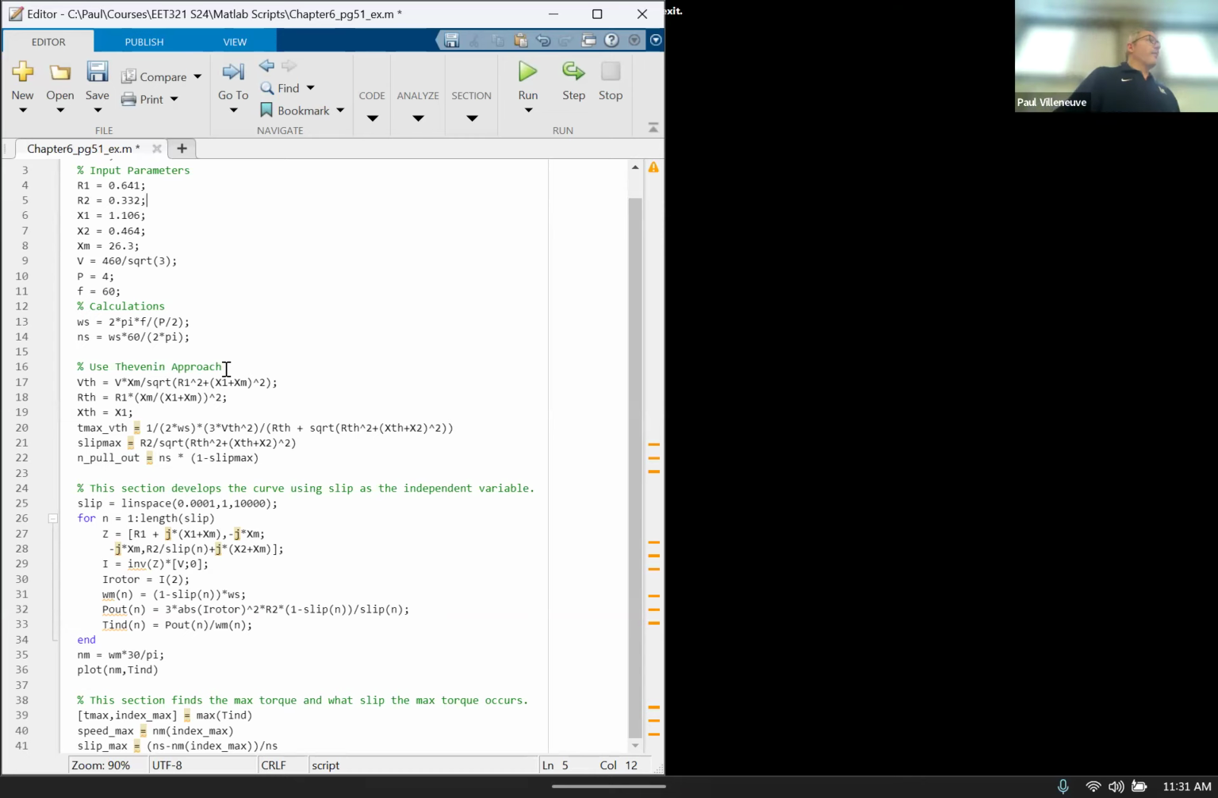Now I did the Thevenin equivalent approach. This is just using Thevenin equivalents. So the V Thevenin, R Thevenin, X Thevenin, T max, slip max, and then my pullout torque, that's when, if you remember from lab, maximum torque occurs. Pullout, breakdown, whatever you want to call it. So I'm going to run everything to here.